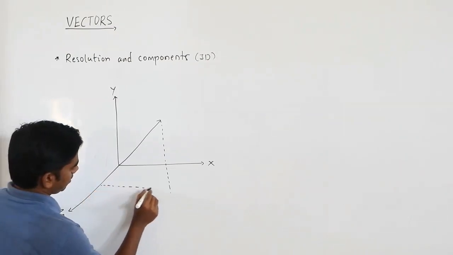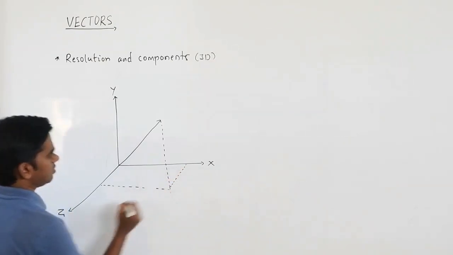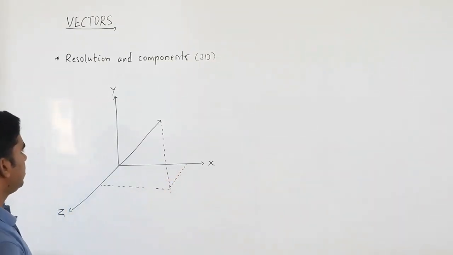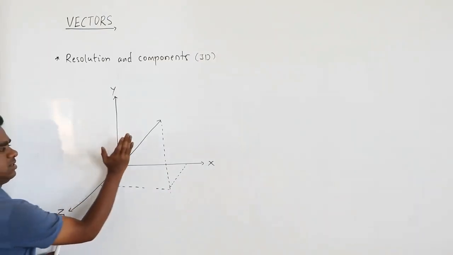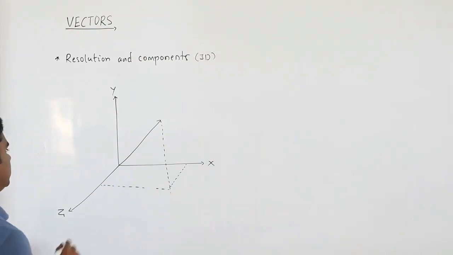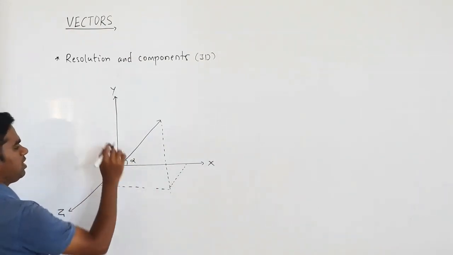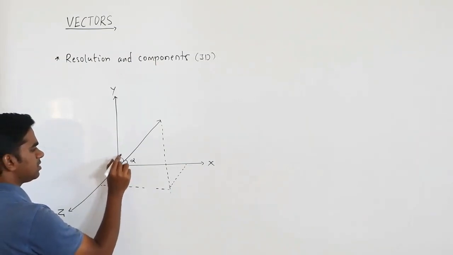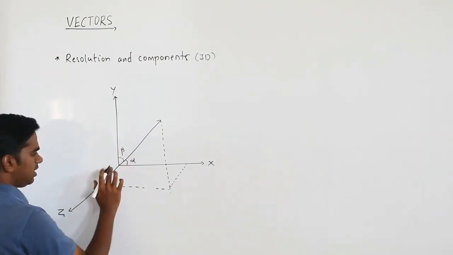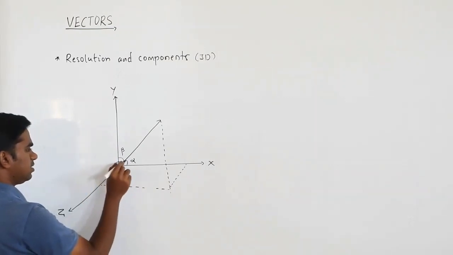From this one, and here it may have it like this. That means it is coming out. It is making some angle. So with the x-axis it is making some angle alpha. With the y-axis it is making some angle, say beta. With the z-axis, it is making some angle.